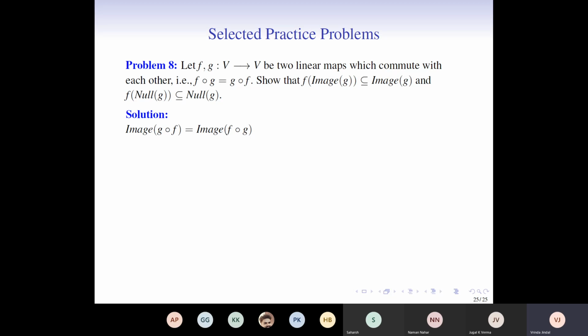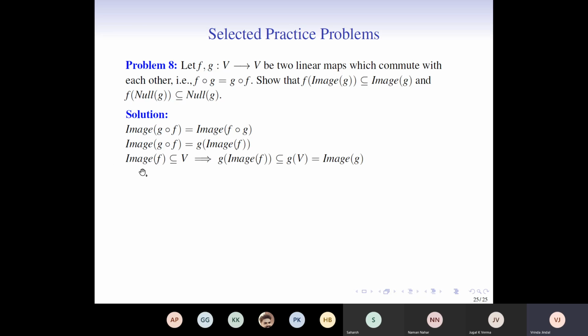So since g of f is equal to f of g, the image of g of f is equal to the image of f of g. Now, as we had done in problem 7 of the tutorial sheet, image of g of f is basically equal to g of image of f. Think of g of image of f as a set of vectors, and you will be able to get an intuitive idea of why this is true.